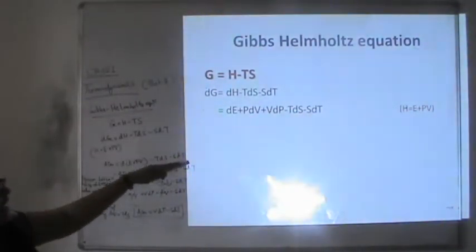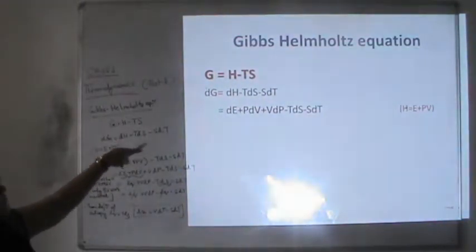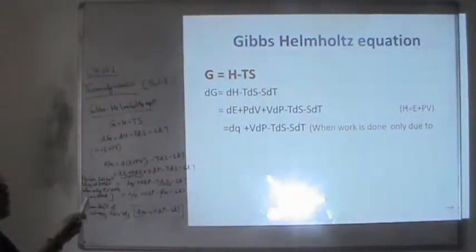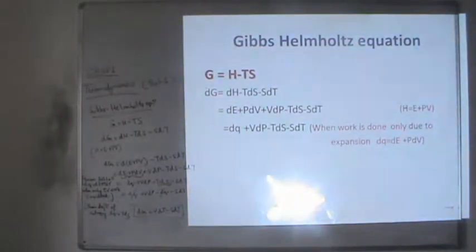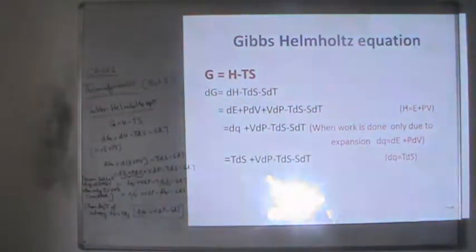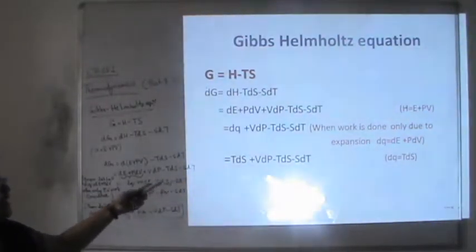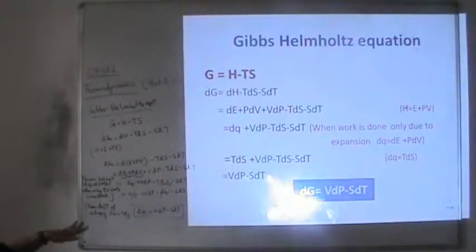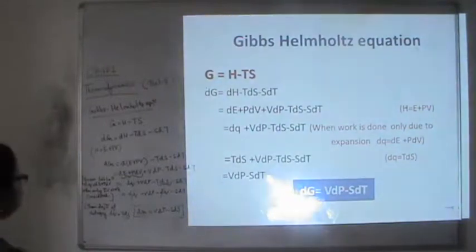So we can write dH is equal to dE plus PV. If we put this here, we get this type of equation. When the only work done is due to pressure and volume, we can write dQ is equal to dE plus PdV, from the first law of thermodynamics. And from the definition of entropy, we can replace TdS with dQ and we get VdP minus SdT. So dG is equal to VdP minus SdT, the first form of the Gibbs-Helmholtz equation.